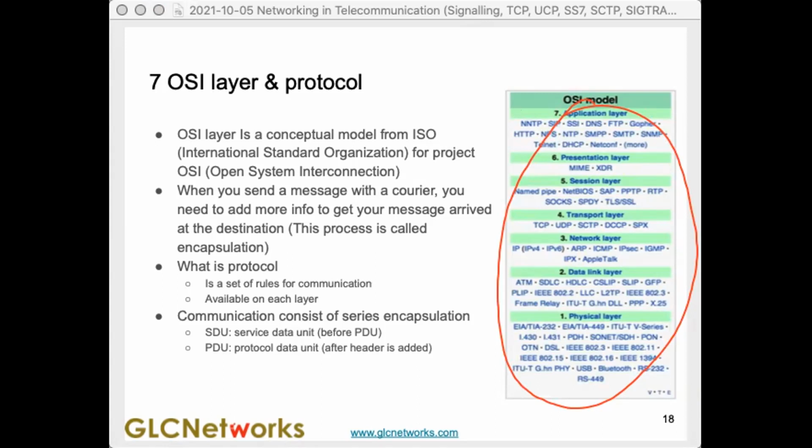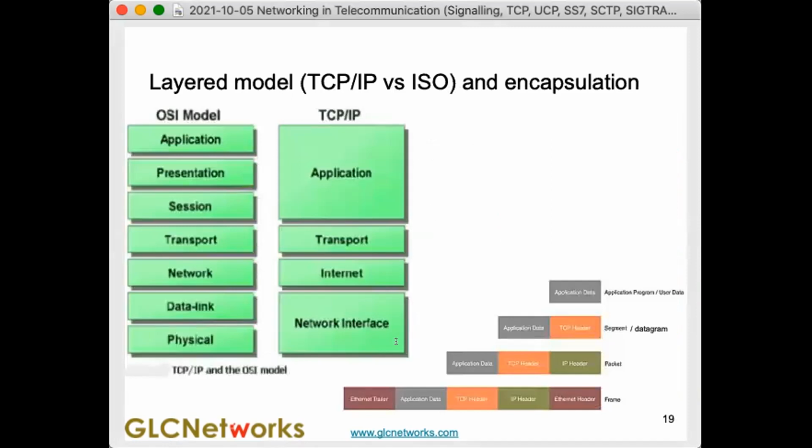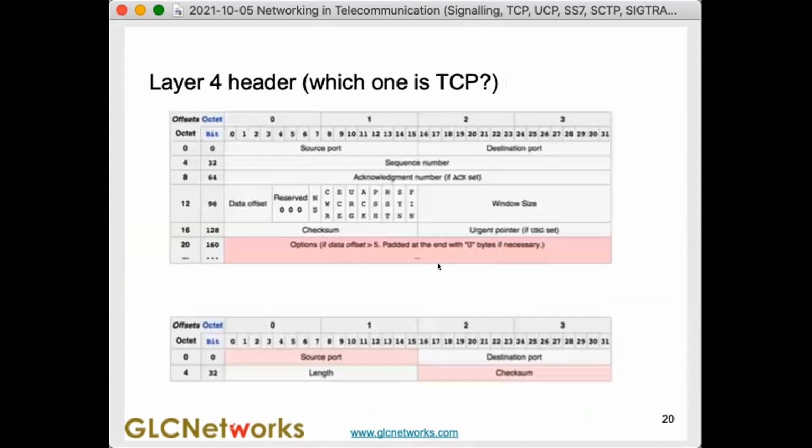In SS7, in telecommunication, we have signaling. We have data and we have signaling. And in IP we also have signaling as well. We have data and we have signaling, in the form of layers. We have layer 3, layer 2, layer 1. And then we have a series of encapsulations. For example, this is layer 4, okay?